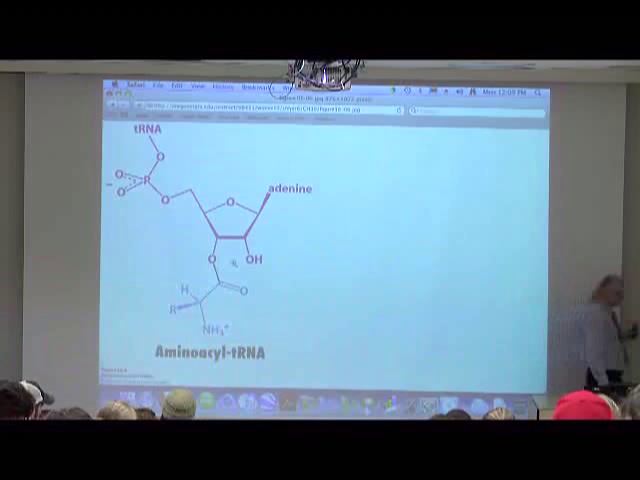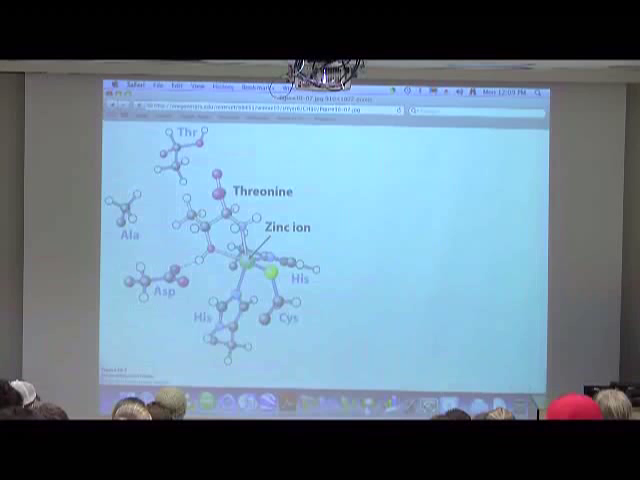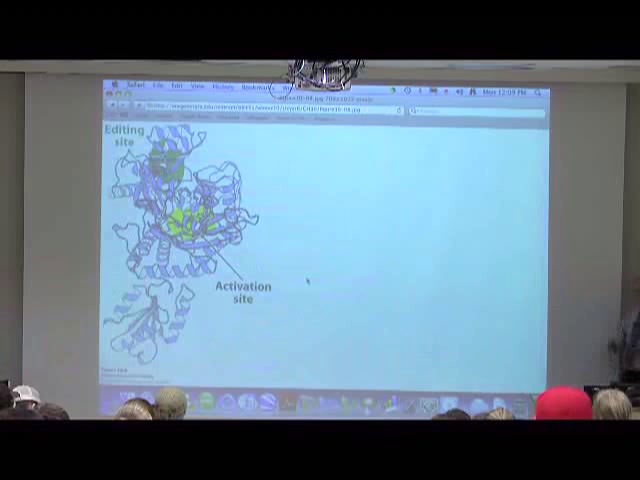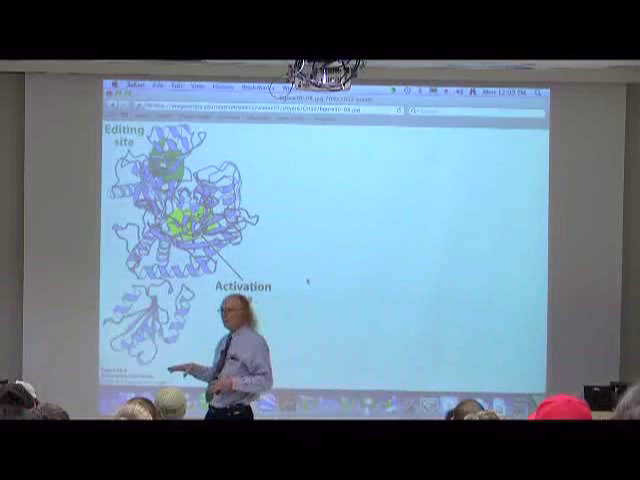Okay, so if this has happened properly, then we're prepared for translation. Now, it is important to recognize that I talked about accuracy last time. And accuracy is important not only during the synthesis of the protein, but it's also important in the putting on of the appropriate amino acid onto the appropriate tRNA.